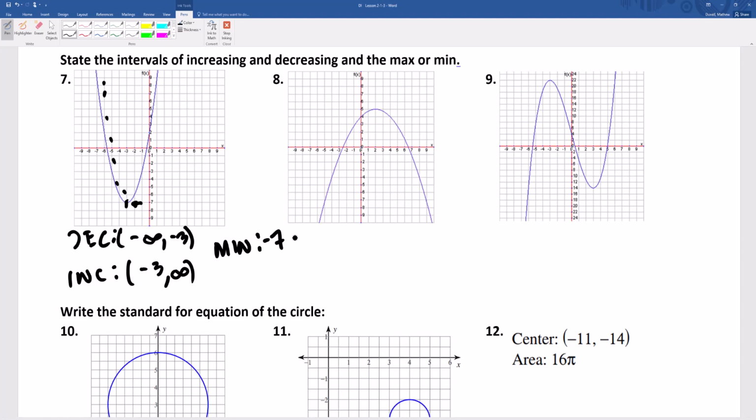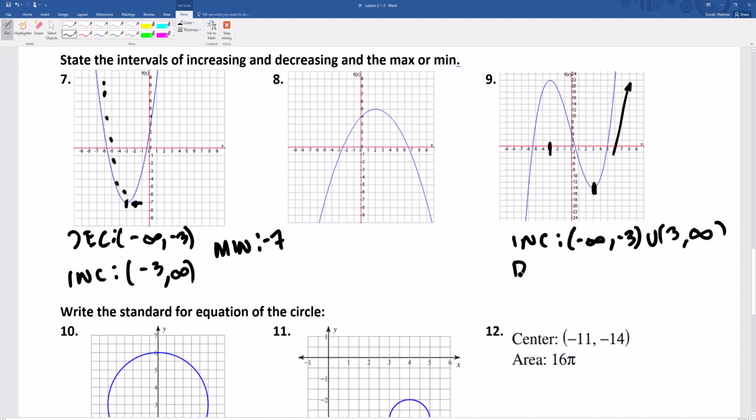For number 9, it's increasing until we get to negative 3, so that's negative infinity to negative 3. And then it's also increasing from 3 all the way up to infinity. It's decreasing only from here to here, so that's going to be from negative 3 to 3. And then there's a maximum at 22, that's the highest value, and then there's a minimum at negative 14.